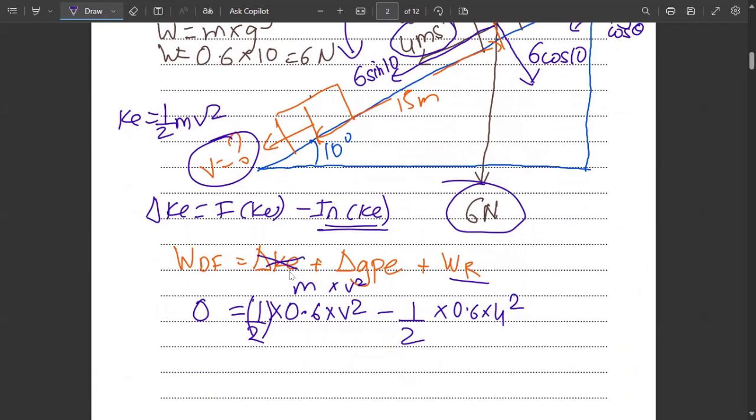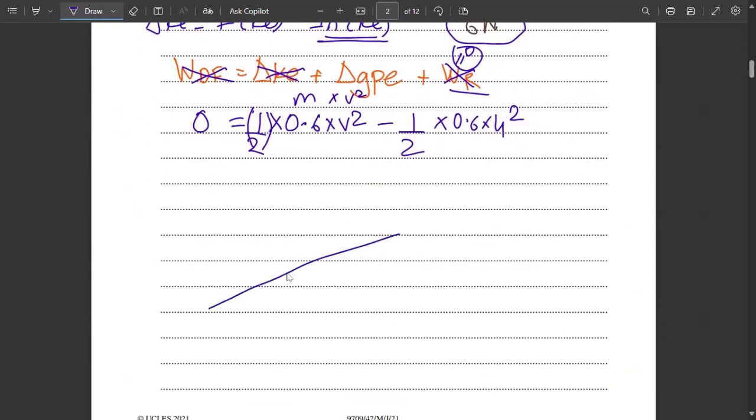So we are done with KE. We are done with work done by resistance. We are done with driving force. This work done by resistance is 0. What about delta GPE? So now, as they have said, the particle is moving down 15 meter. This angle is 10. So what will be the height? Let's find out the height. We can use sin 10 equals h upon 15. And so, therefore, the height will be 15 sin 10 meter.